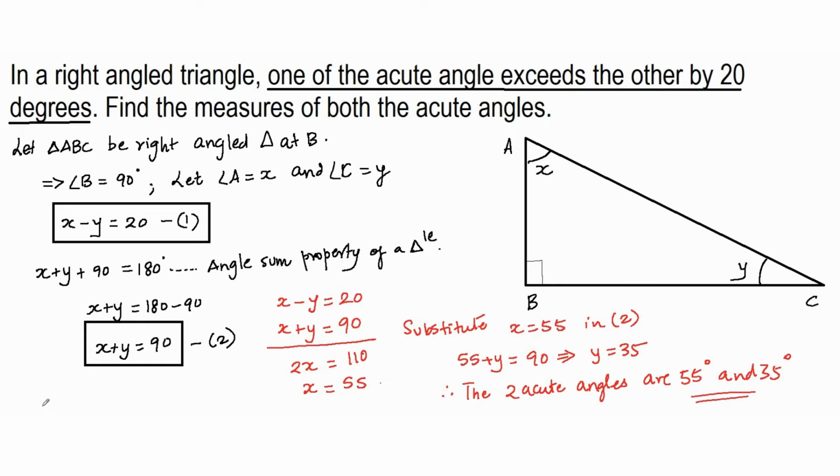So this is how we solve for the acute angles in this question. We used two properties. One was the angle sum property of a triangle, and the other was the condition given in the question, which was one acute angle exceeding the other by 20 degrees. So pausing for a few seconds.